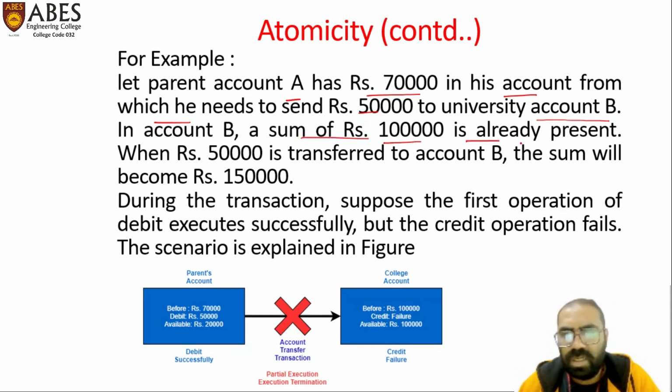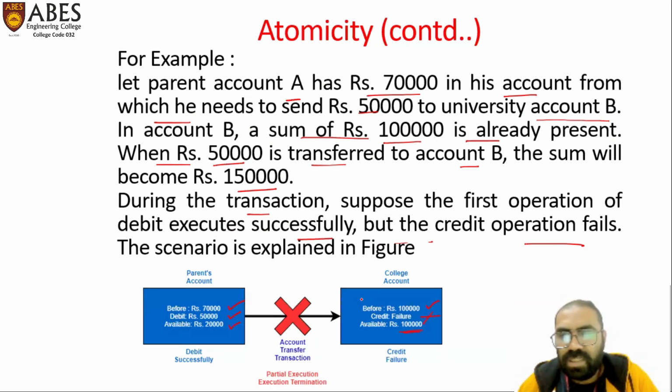When 50,000 is transferred to account B, the sum will become 1 lakh 50,000. So during the transaction, suppose the first operation, the debit, is executed successfully. What it means is from account A we are able to deduct the money, but the credit operation fails. Now we had 70,000 in the beginning, 50,000 has been debited, and the remaining amount is 20,000.